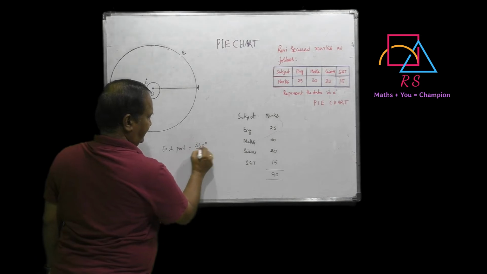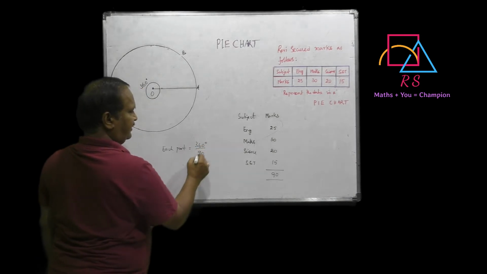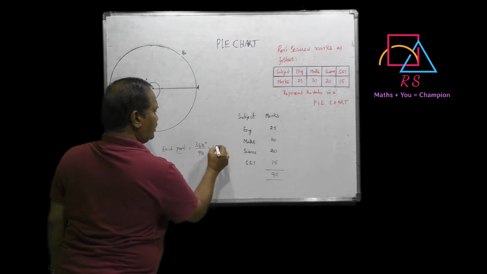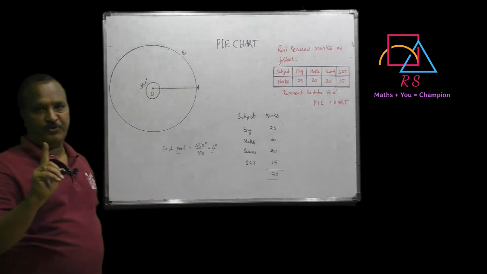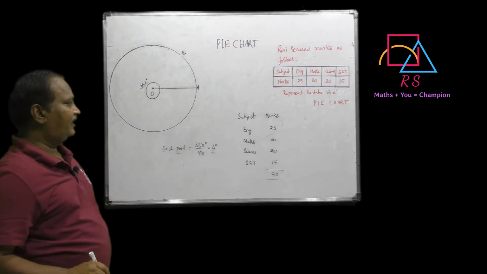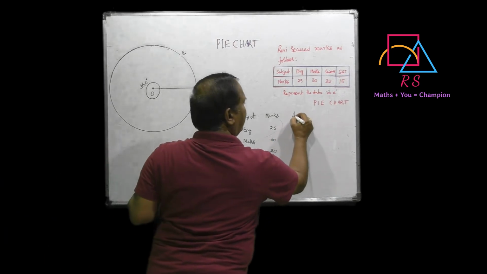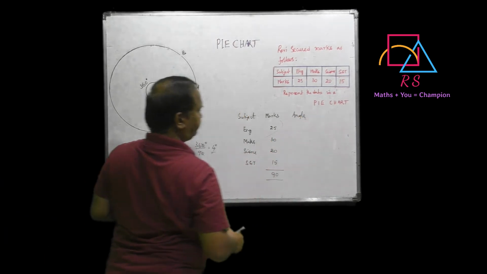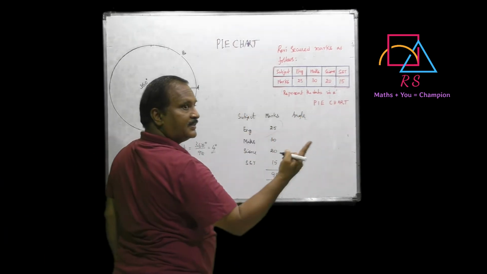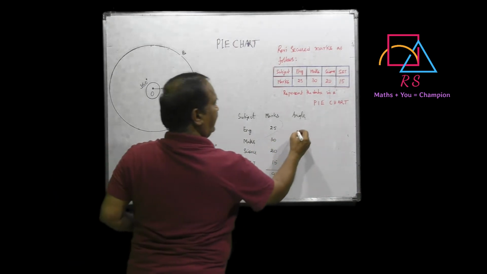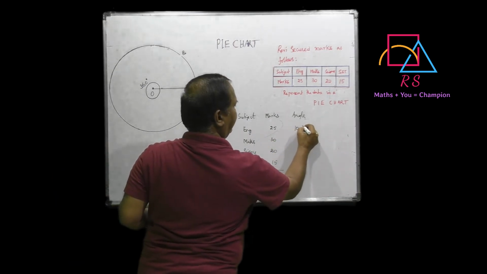360 degrees divided by 90. So you will be getting 4. So each part is equal to 4 degrees. That means each mark. Now here, how are you going to get the angle? Here 25 parts are there. 25 into 4, you will be getting 100 degrees.